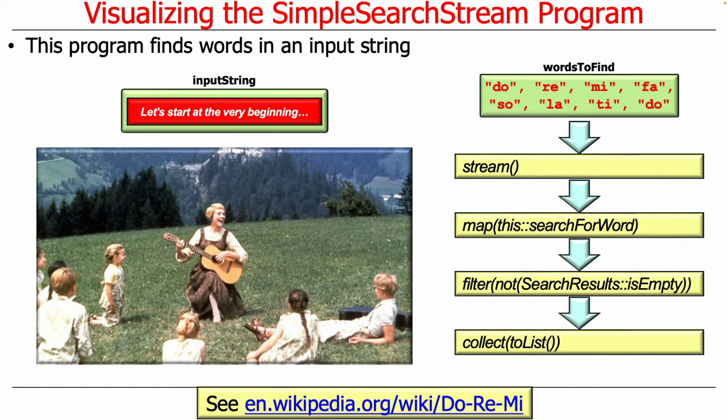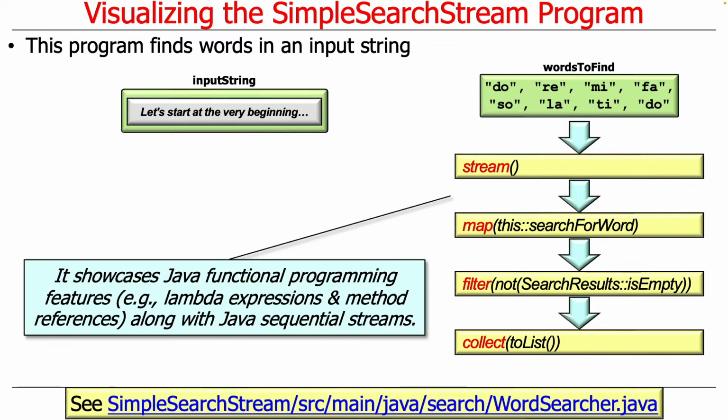The actual input string is the lyrics to the whimsical Do Re Mi song from the classic 1960s movie, The Sound of Music. And so we're going to have that as the input, and then we're going to look for the words, which are the names of the musical notes, Do, Re, Mi, Fa, Sol, La, Ti, Do, from the song.